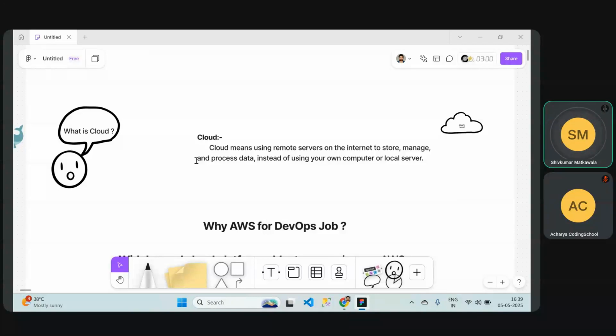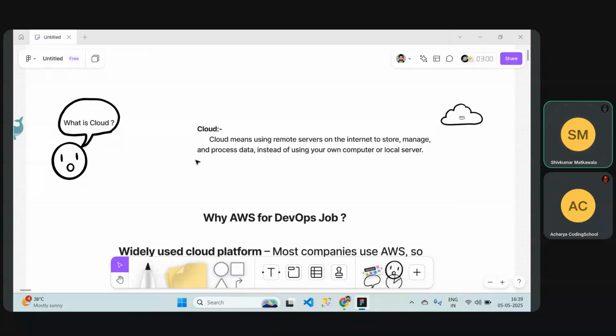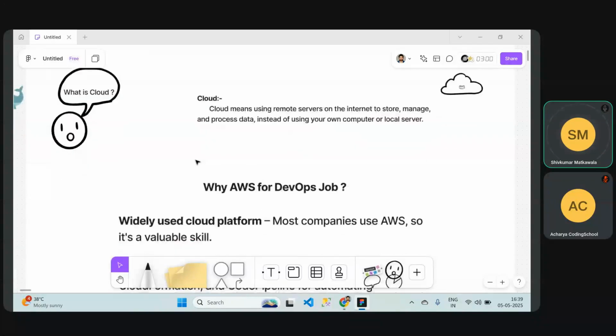That's the reason we call AWS, or platforms like AWS, cloud platforms, because we don't know their exact location or where they have placed the resources. So instead of using your own computer or local servers, using computers and servers from AWS over the internet is the main motto behind cloud. So this is all about cloud.